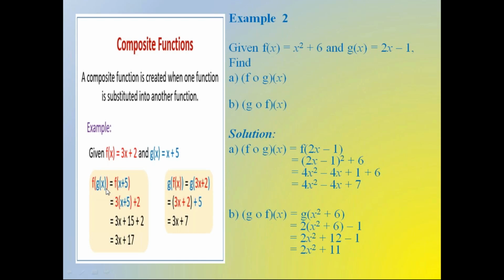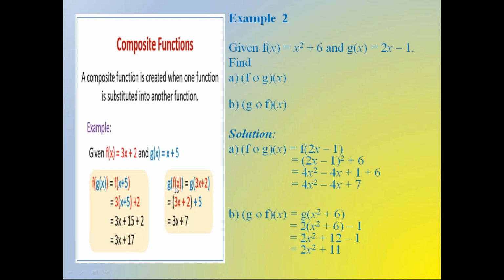F of g of x means first we have to replace the inner function g of x as x plus 5. Then it will become f of x plus 5. We have to substitute the x plus 5 into the function 3x plus 2. So 3 into, instead of x, we replace it by x plus 5, plus 2. If you simplify, it will become 3x plus 15 plus 2, equal to 3x plus 17.